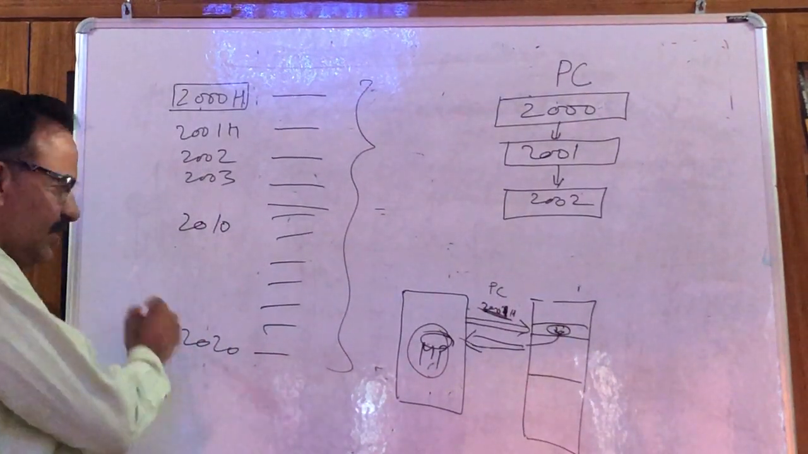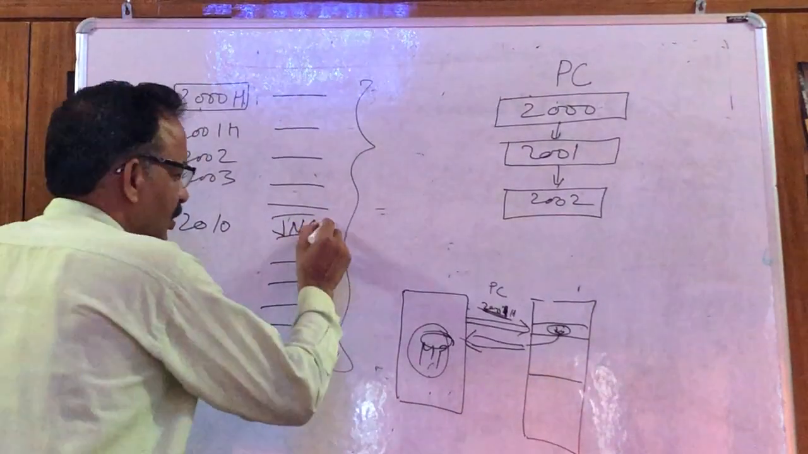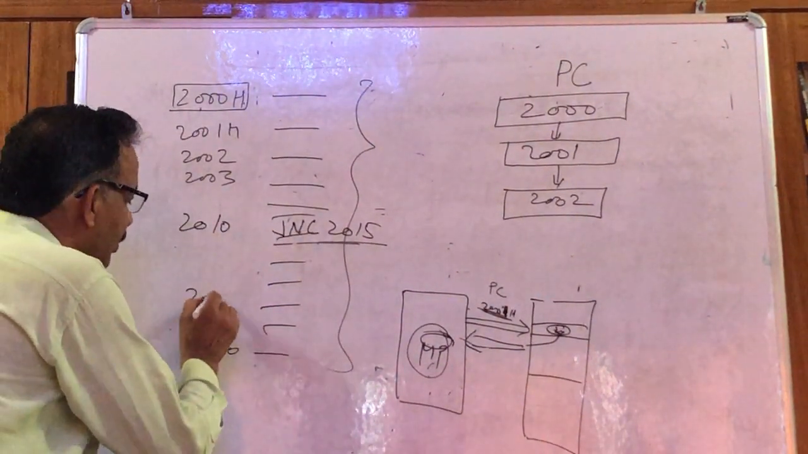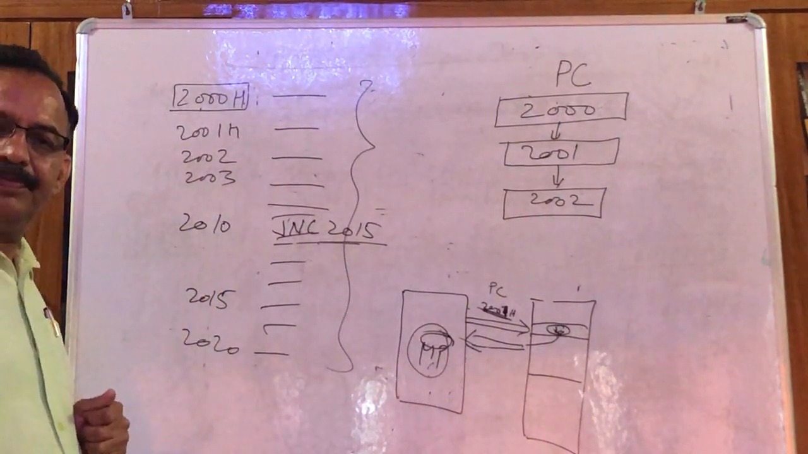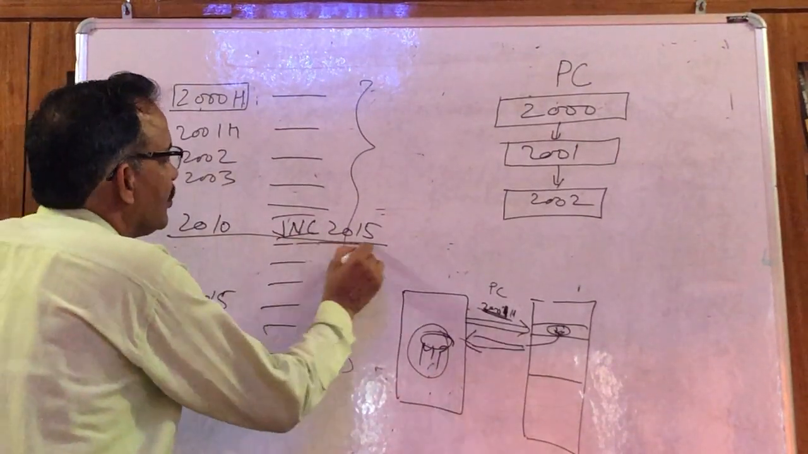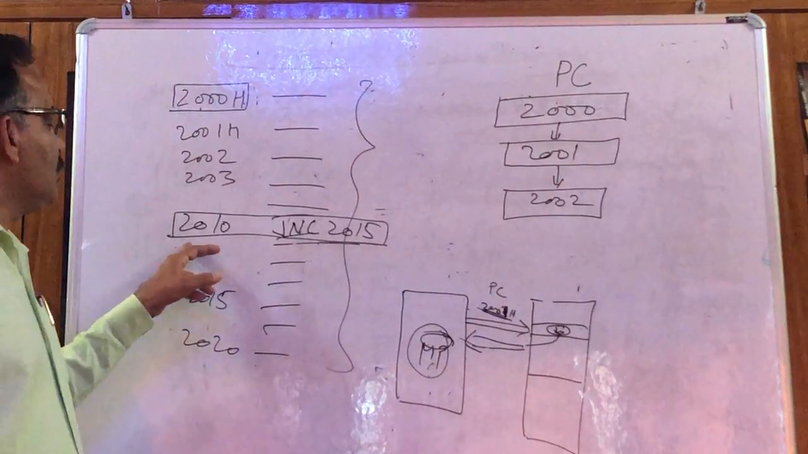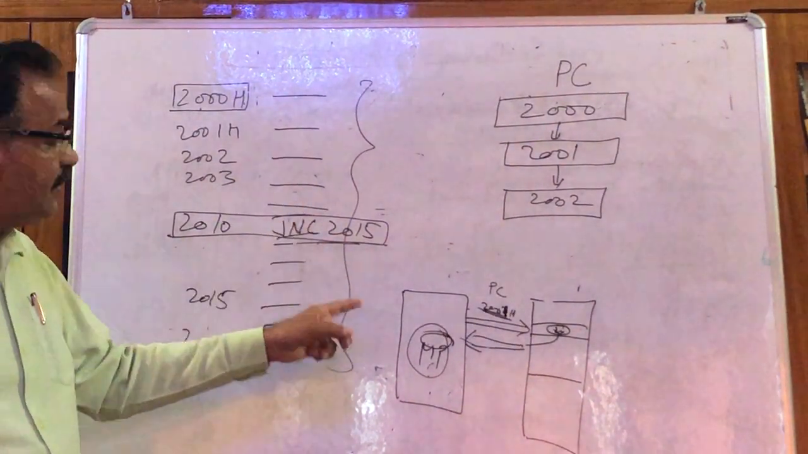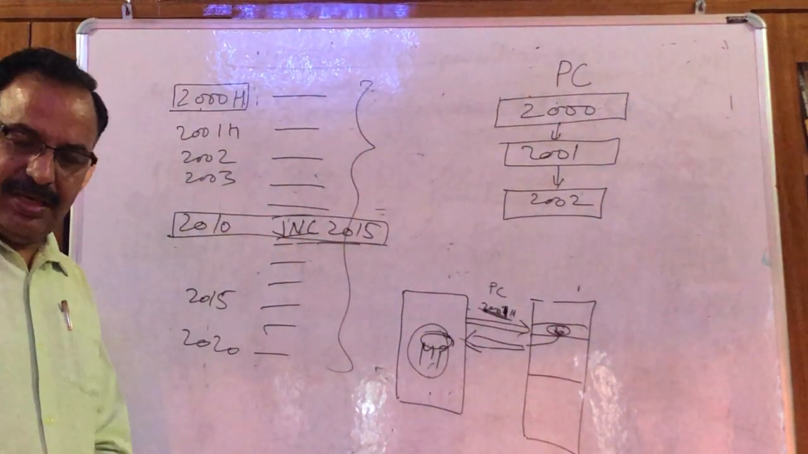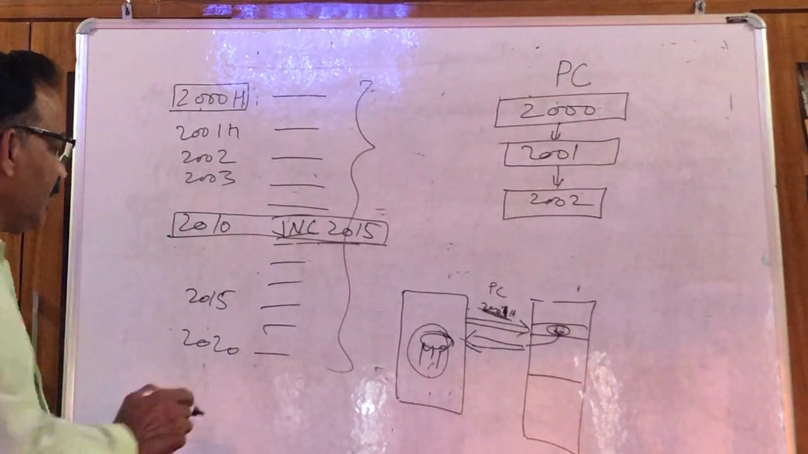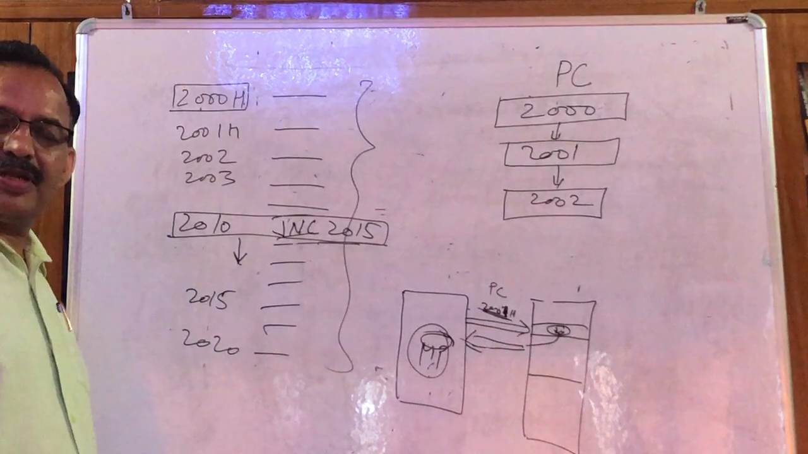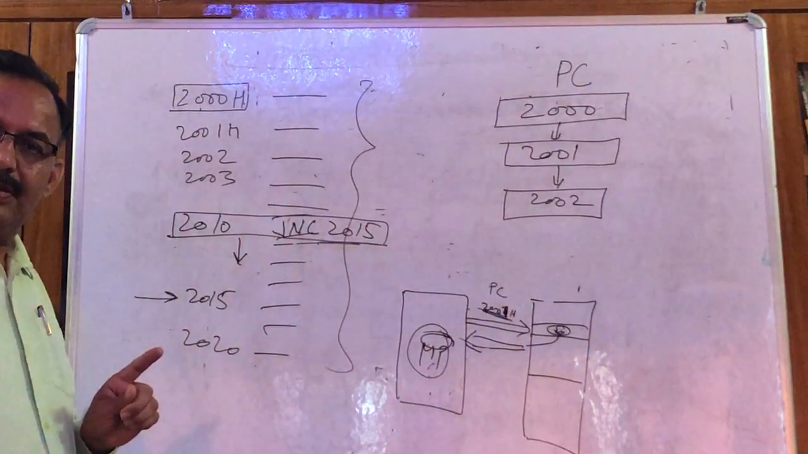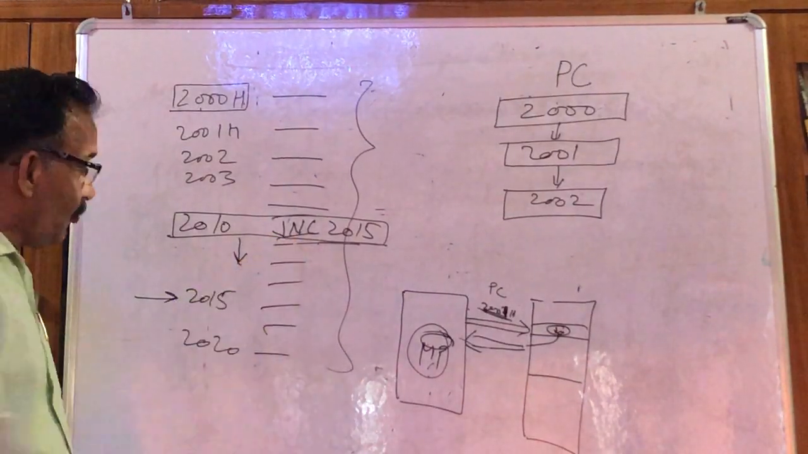Suppose somewhere here at 2010, there is the same instruction which we just discussed, JNC 2015. It means jump if no carry to the 2015 location. When the microprocessor is executing this instruction, what will happen? The content is at 2010. It will come to know JNC, jump if no carry. If it finds that the condition is true, that means there is no carry, instead of going to the next location, the microprocessor has to jump to this particular location. So here the sequence breaks.